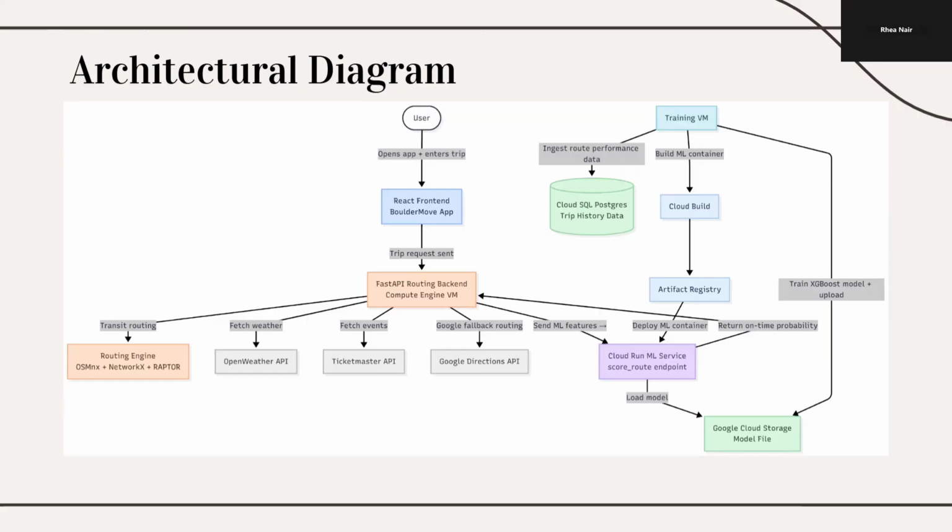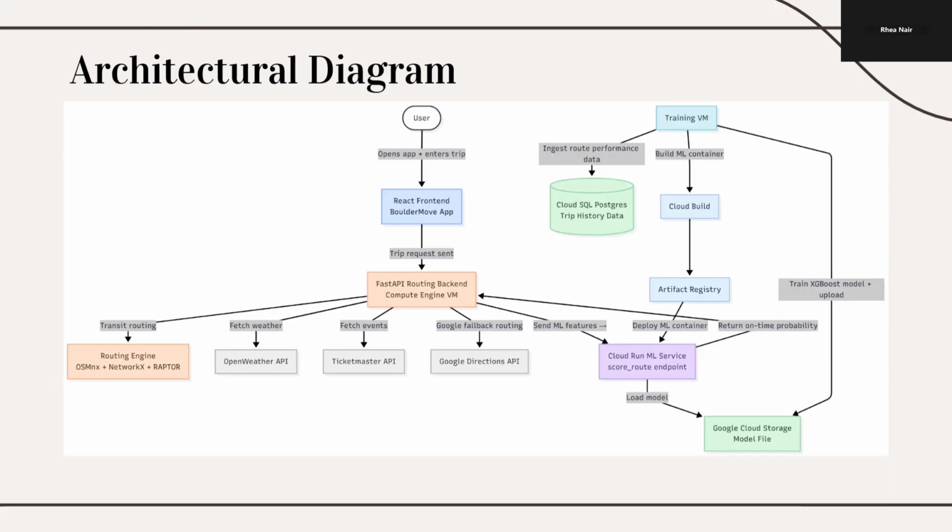Next we talk about the OpenWeather API. The backend calls it to fetch real-time weather events along the routes. We care about things like heavy rain, snow, and extreme temperatures since they affect walking, biking, and transit reliability. The Ticketmaster API provides events data: concerts, games, and festivals. Events cause traffic on transit or transit crowding. The backend queries this API for events near the route or near the origin or destination.